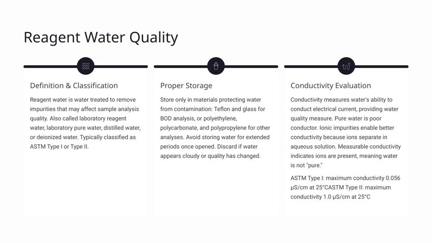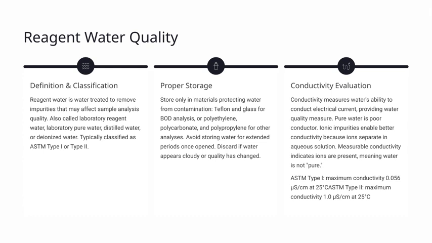Let's talk about reagent water quality, starting with its definition and classification. Reagent water is essentially water that's been specially treated to remove impurities that could interfere with sample analysis. You might also hear it called laboratory reagent water, laboratory pure water, distilled water, or deionized water. The key point here is that this water must meet strict standards, which are typically classified as ASTM type I or type II. Now, moving on to proper storage.